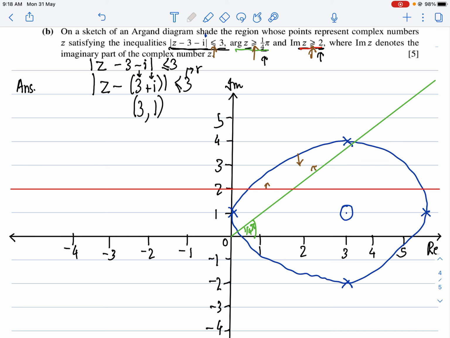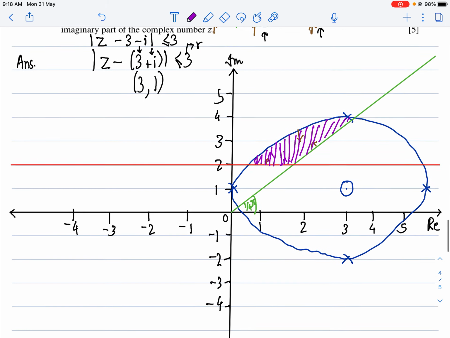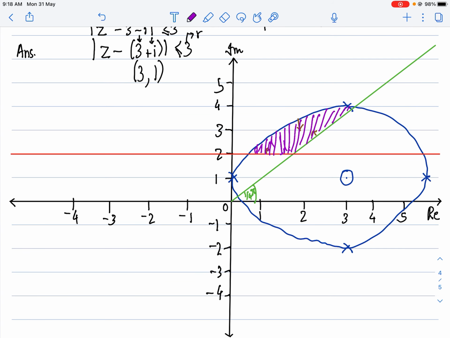So if you see, the area satisfying the equation is simply here, the area in purple. Correct? This is the area satisfying all the equations. It's more than the imaginary, it's more than the argument, and it's less than the radius of the circle, which is 3. So yeah, this is how you plot. I've used different colors so it's easy to understand the question.